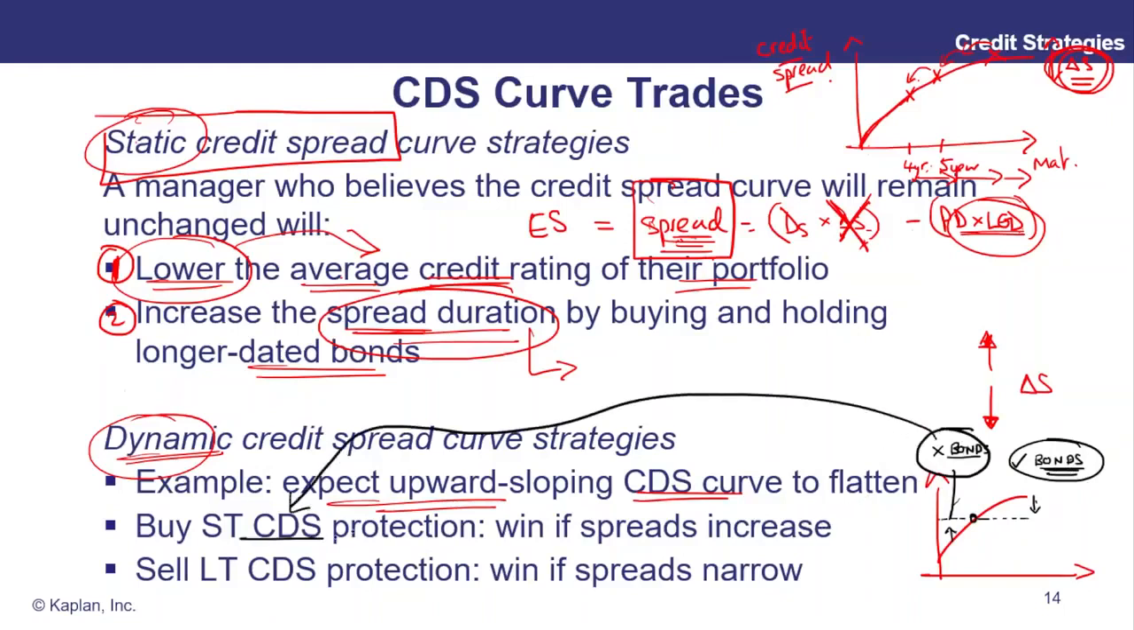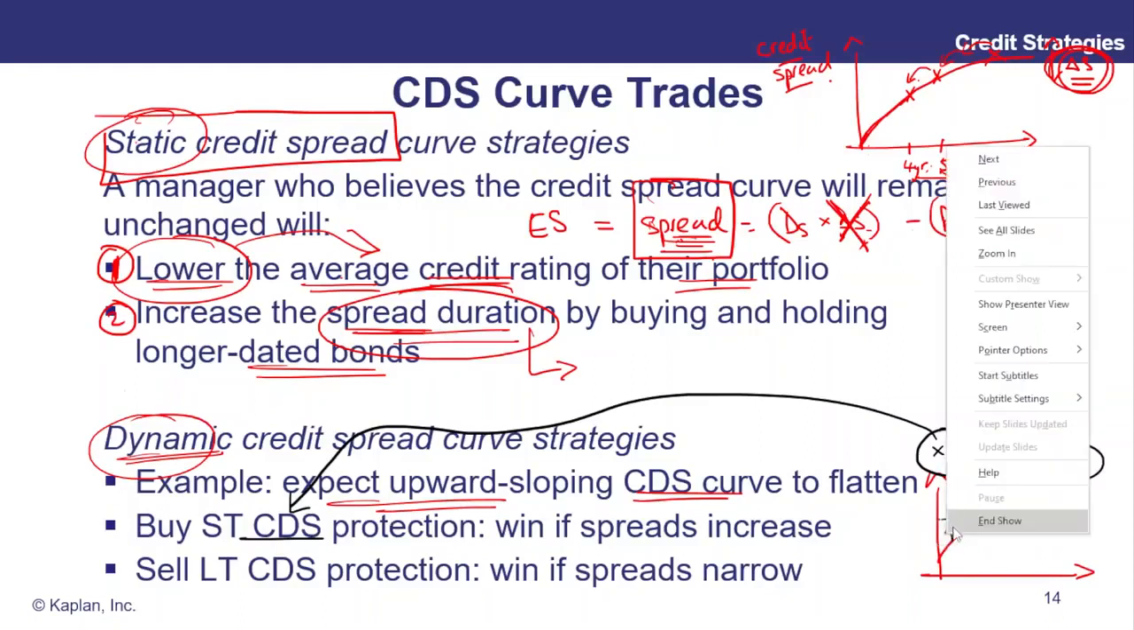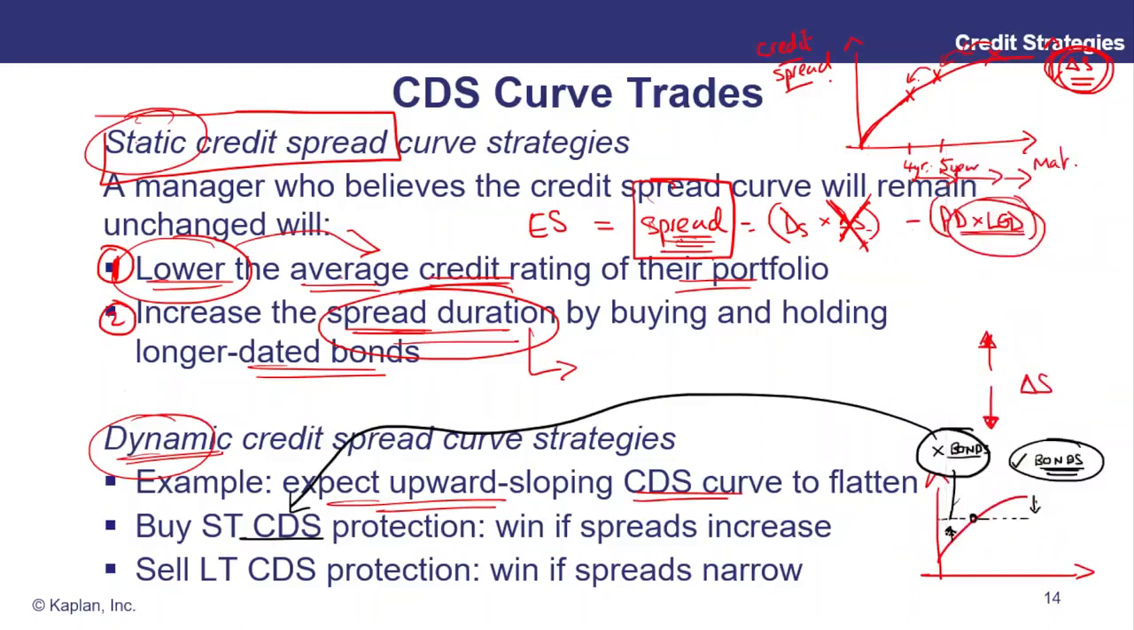Buy short-term CDS protection, which wins if spreads increase. You can see that happening explicitly there. Maybe we've gone all the way around the houses. Maybe we should have just said, if spreads are going up, buy CDSs here. If spreads are going down, sell CDSs here. Maybe that would have been an easier route to our destination there.